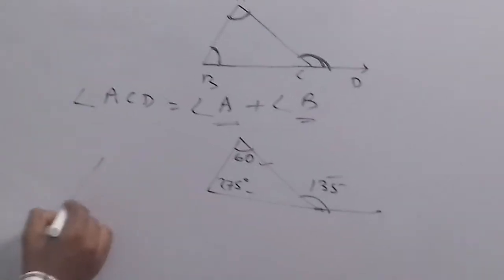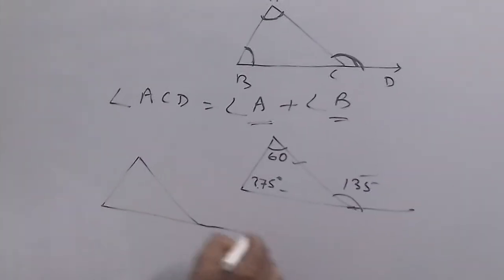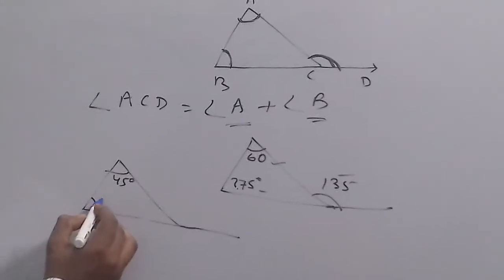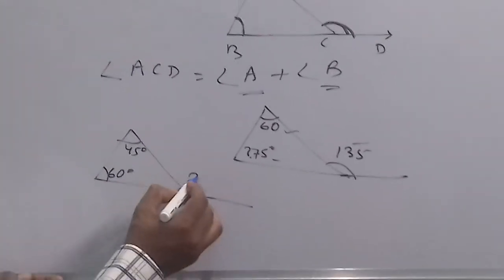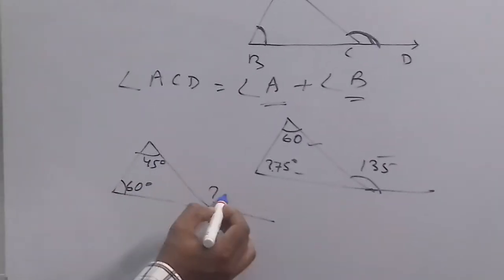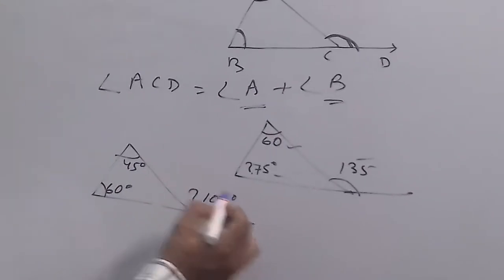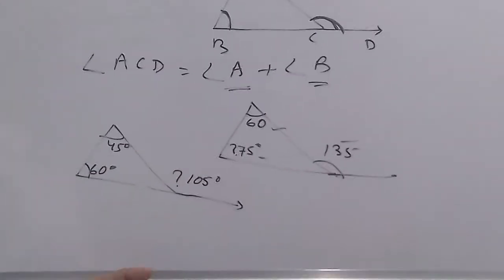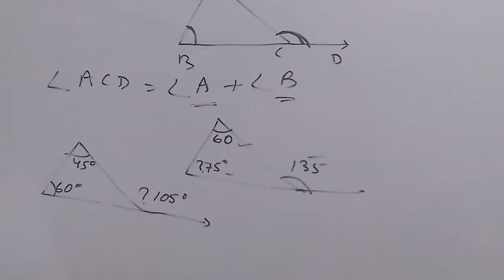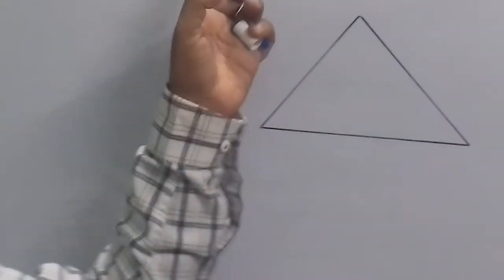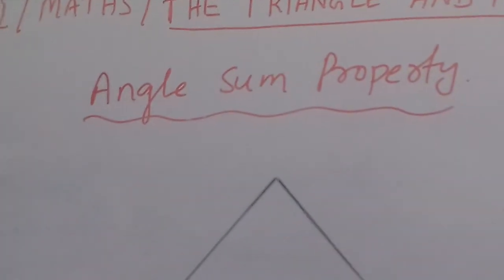In a triangle, suppose we are given this is 45 degrees and this angle is suppose 60 degrees. What will be the exterior angle? So it is 45 plus 60, it is 105 degrees. Okay. So in this way we can find the exterior angle or interior opposite angle in a triangle if any two angles are given. Now let's see angle sum property.